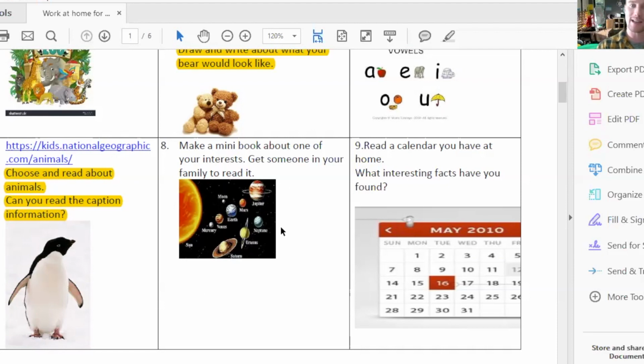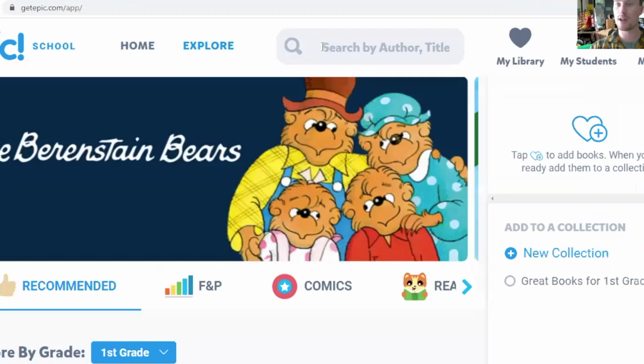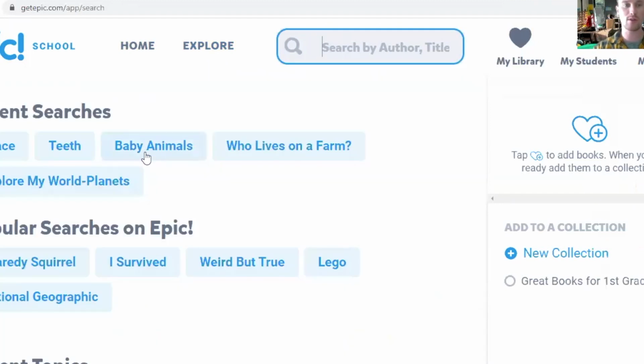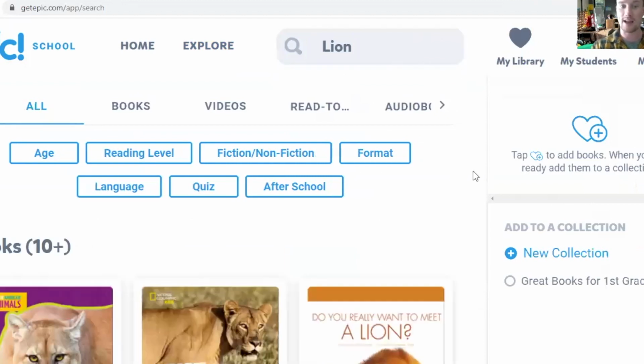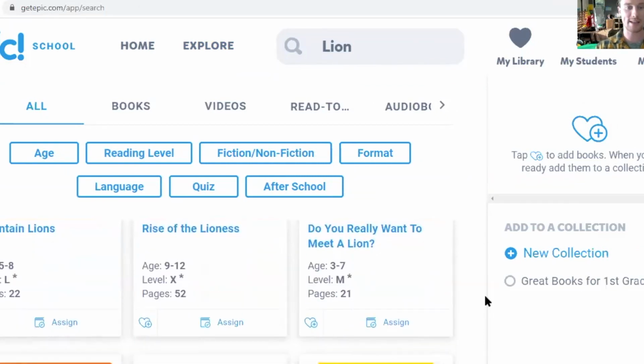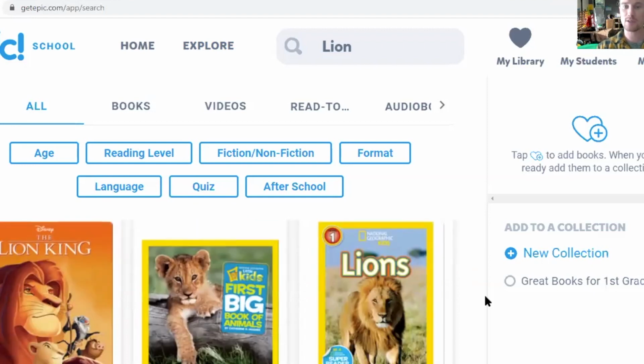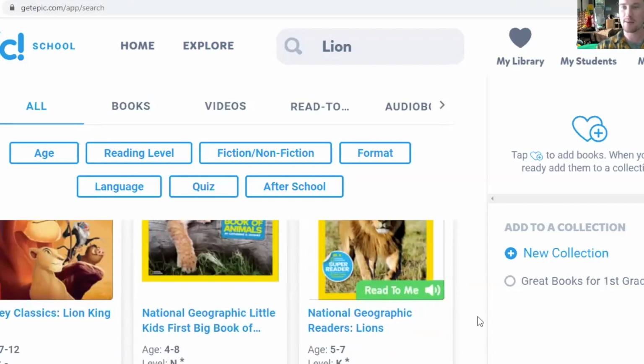So make a book. Now I like that it shows a picture of space. So if you've got books at home, maybe that will help you with information. Or if you're on Epic, what you can do is you click Epic. All right, so we're on Epic. Now, what I would do is maybe type in an animal, or recent searches, baby animals. There you go. Or you might want to type in something like lion. And we've got books on lion. But I would be looking at National Geographic for Kids, Lions, or Kids First Big Book of Animals, something like that. That might be a better level for you.